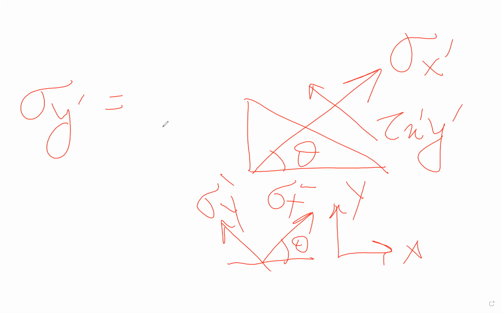Theta plus pi by 2, no? The difference between sigma x dash and sigma y dash is theta plus pi by 2. If in all the equations, in place of theta, you put theta plus pi by 2, then we will simply get sigma y dash, or not?